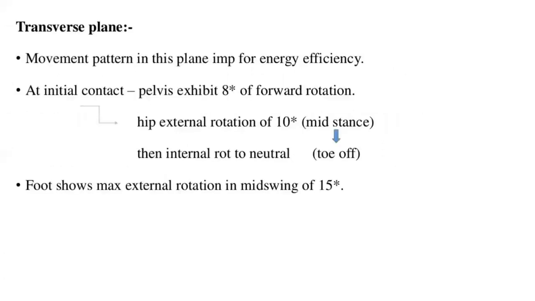The transverse plane movement pattern is important for energy efficiency. At initial contact, the pelvis exhibits 8 degrees of forward rotation and the hip external rotation of 10 degrees, then internal rotation to neutral. The foot shows maximum external rotation in mid-swing of 15 degrees.